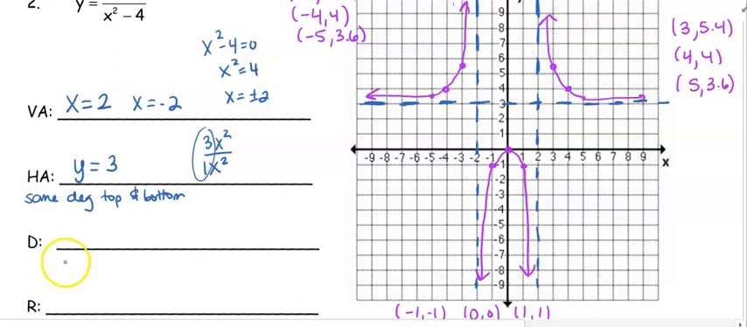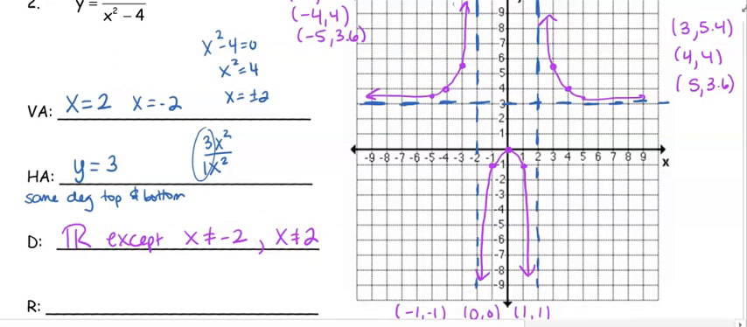Remember, the domain is directly related to the vertical asymptote. As I'm going left and right, it's all reals, except x cannot be equal to negative 2, because I have an asymptote there, and it cannot be equal to positive 2. I'll go ahead and write that separately, because of the asymptote on the right.